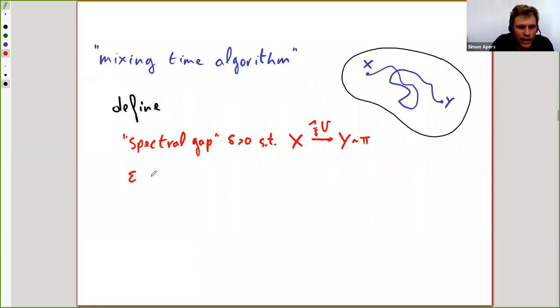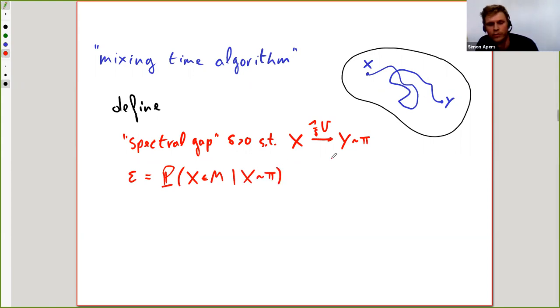And second, we define a parameter epsilon, which is basically the probability that we get a marked element, given that we take a sample from the stationary distribution or the uniform distribution. All right, so basically this equals the probability that a uniformly random node is going to be marked. So this equals the size of M over the number of nodes, which is the size of V.